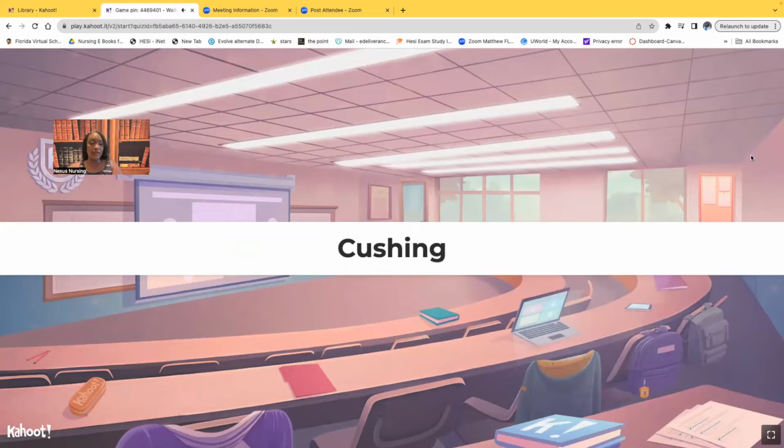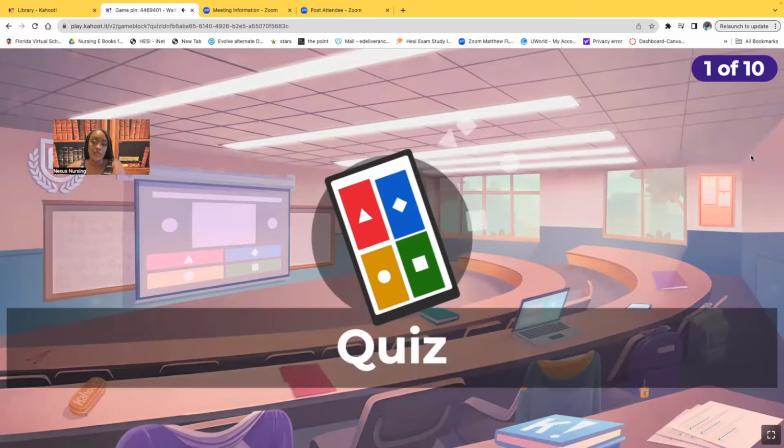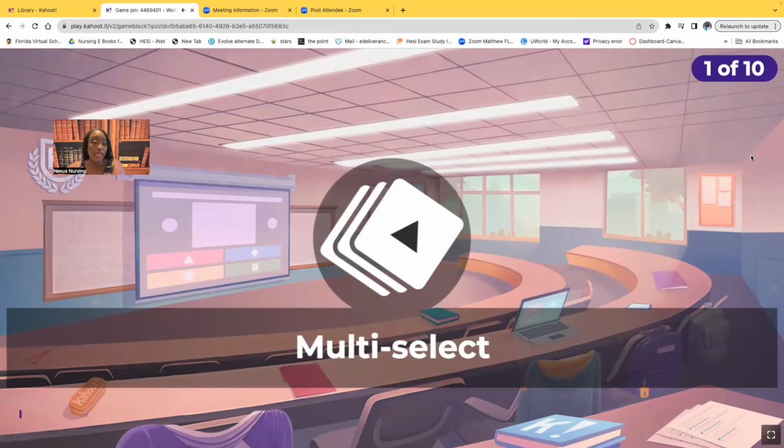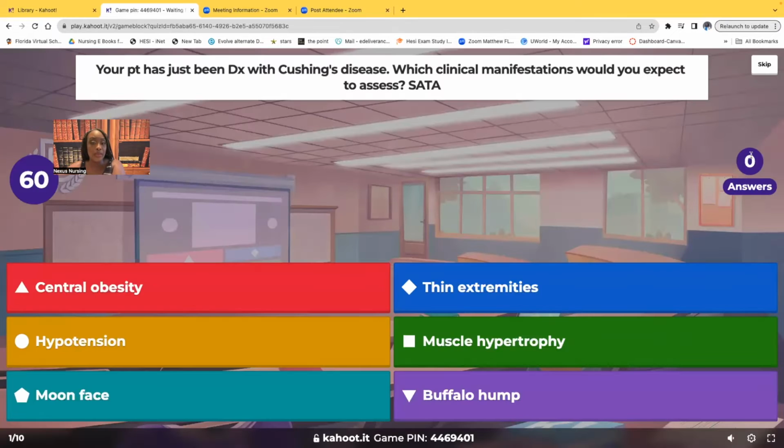Cushing's disease. Okay, first question. Select all that apply. Your patient's just been diagnosed with Cushing's disease. What clinical manifestations would you expect to assess in this patient?